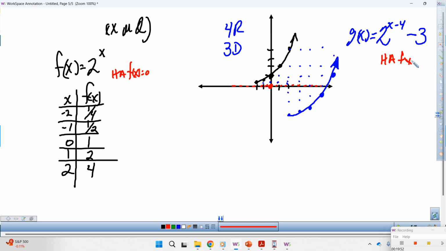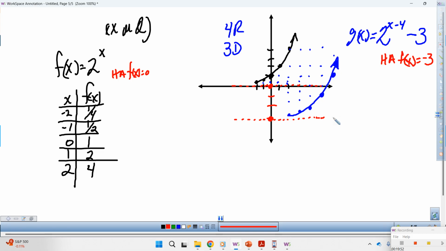HA, which is f of x equals what, everyone? Tell your neighbor what the HA is according to this new one. Our HA is... Enrique. -3. That is correct. 1, 2, 3. There it is.